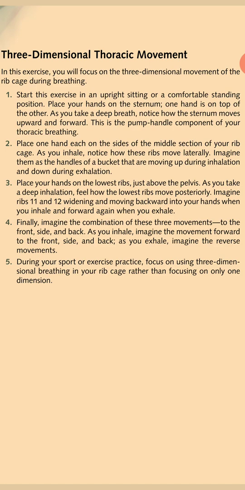Place your hands on the lowest ribs just above the pelvis. As you take a deep inhalation, feel how the lowest ribs move posteriorly. Imagine ribs 11 and 12 widening and moving backward into your hands when you inhale and forward again when you exhale. Finally, imagine the combination of these three movements to the front, side and back.